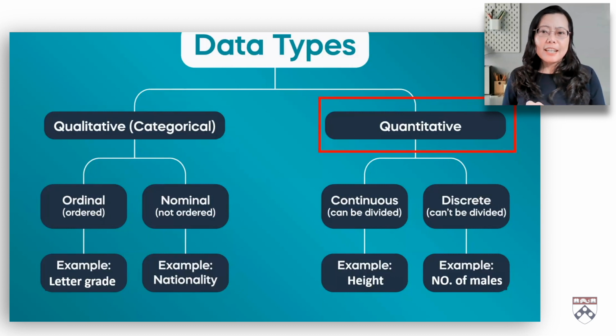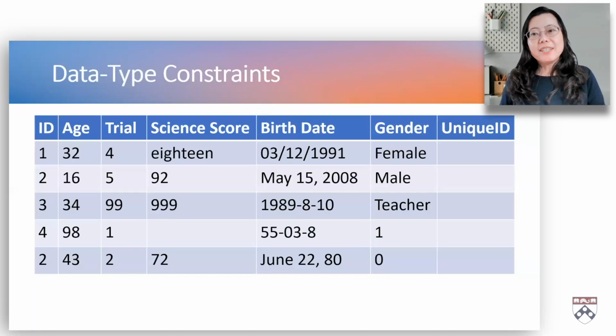Quantitative data is characterized by measurable quantities represented by numerical values. There are two main types of quantitative data: continuous data, such as students' height, which includes decimal values, and discrete data, such as the number of male students, which can be counted with a whole number. We will use a dataset to illustrate how to check data validity.